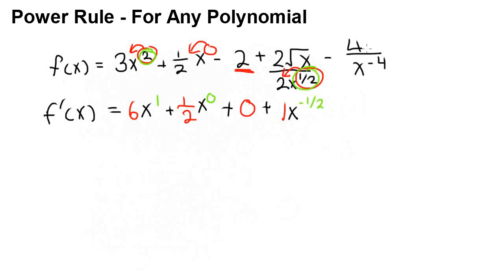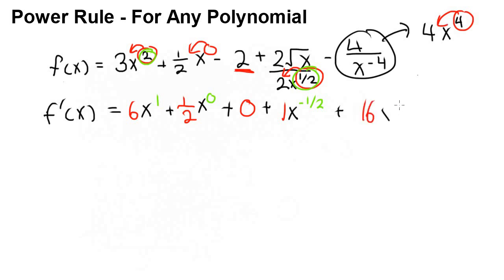And lastly, this one's also ugly. We want to rewrite this. So let's rewrite this here. So we have 4x to the 4. And then we can do power rule on this. So 4 times 4 is 16. So we have 16x, and we drop this 4 by 1, and then we get 3.